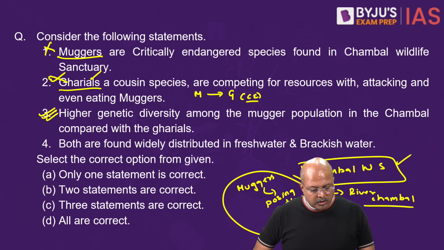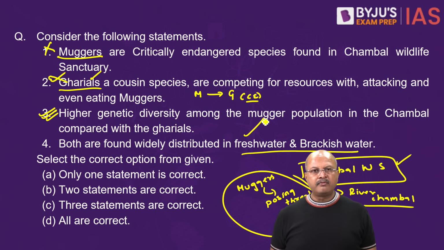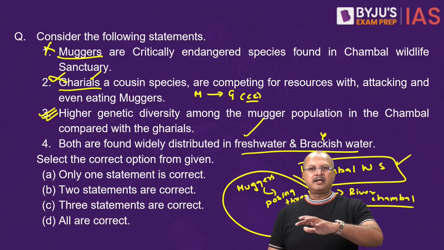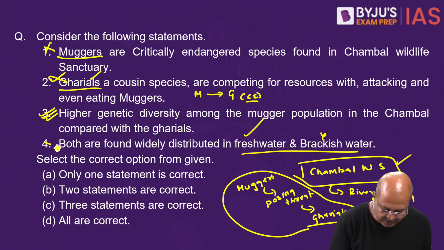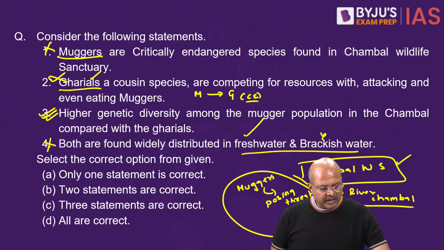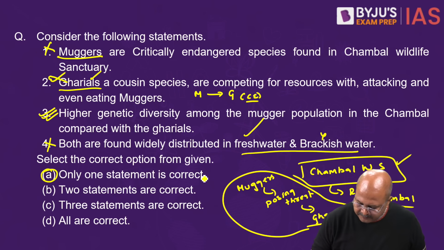Then, both are found widely distributed in fresh water as well as brackish water. Now here, they are more concerned with fresh water, not with brackish water. Brackish water you can find in the deltas, estuaries, etc. So the fourth statement is also wrong. So only the third statement is correct. So only one statement is correct here.